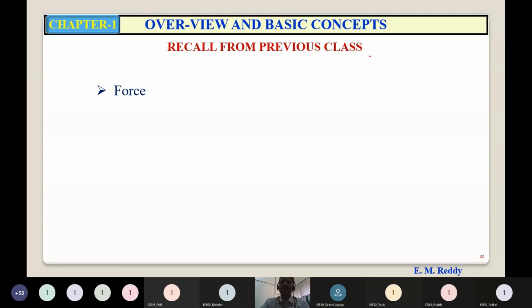So what are the characteristics of the force? These characteristics are also known as specifications of the force, right? One is its magnitude. It defines the amount of force. Generally, we measure the force in Newton.